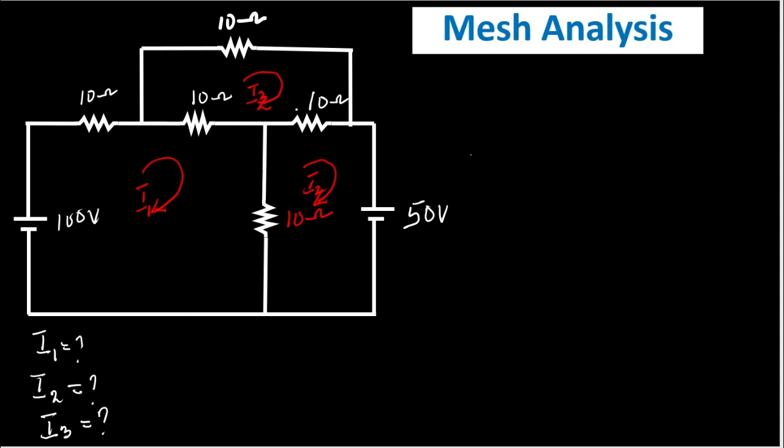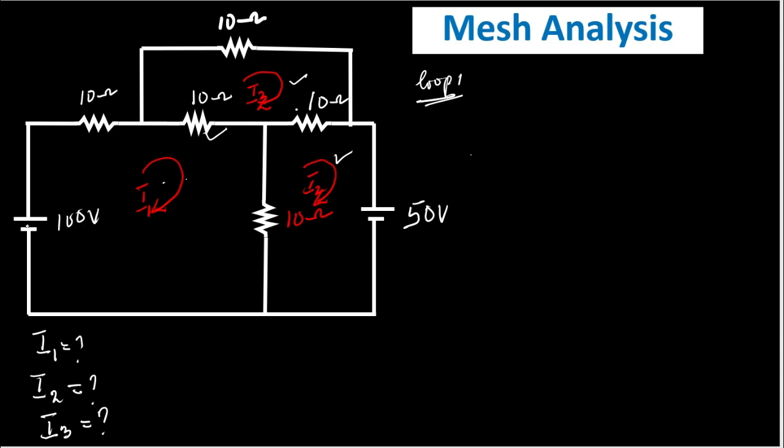Now, to find currents I1, I2, I3, the first thing we'll do is to identify the loops. I have identified loop 1, loop 2, and also loop 3. The next thing is to begin to move around the loops using mesh analysis. I'll start with loop 1, and I'll move in the direction that I've chosen here.